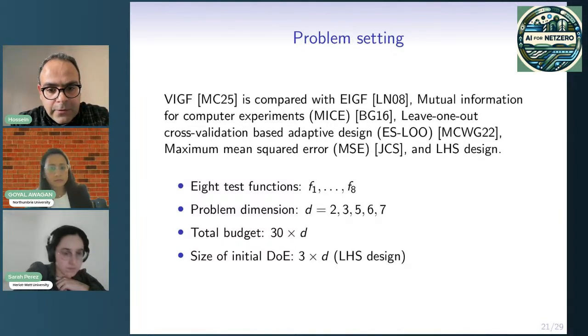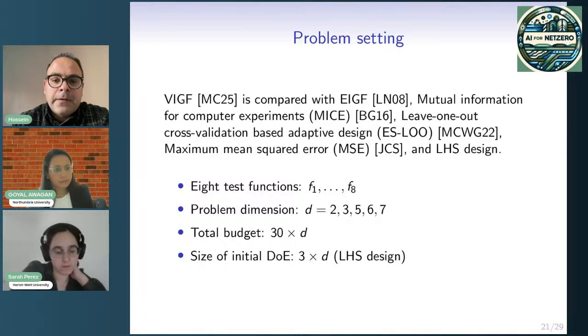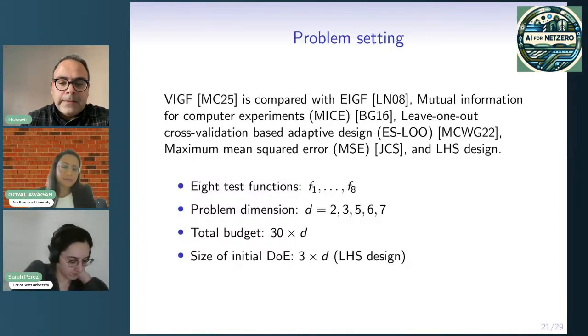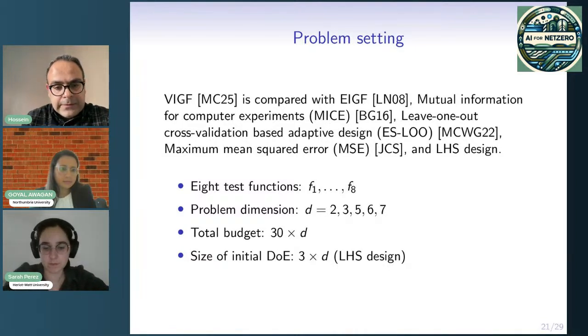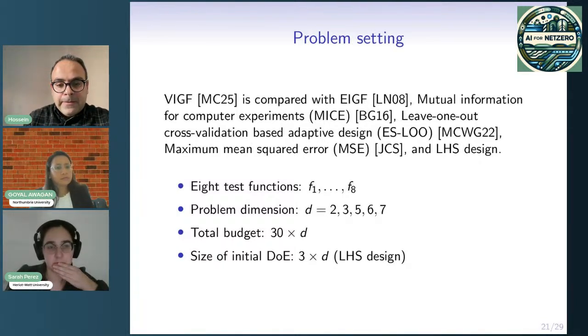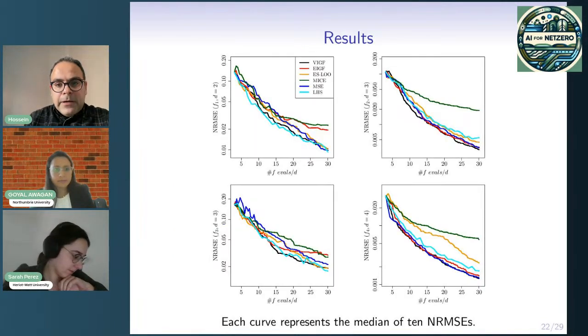We have used 8 functions as the model I want to emulate, with different dimensionalities from 2 to 7. The total budget, meaning the total number of model evaluations allowed, is 30 times the dimensionality of the problem, and the size of the initial design is three times the dimension, obtained based on Latin hypercube sampling. Okay, here are my results.